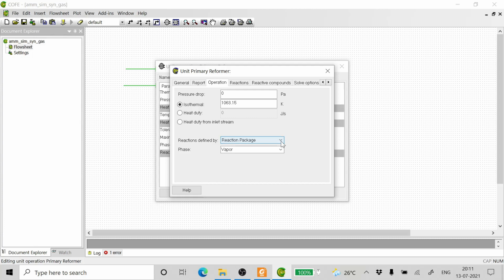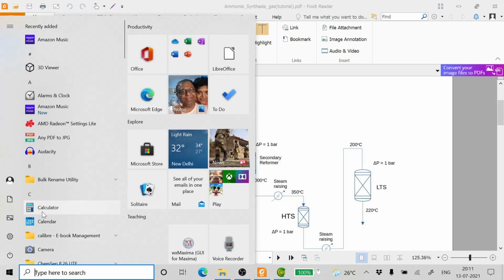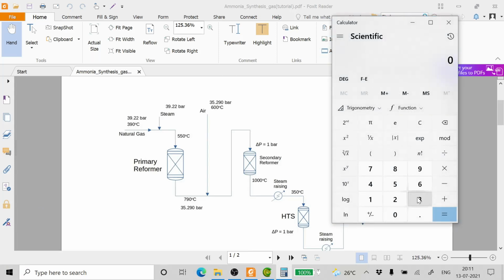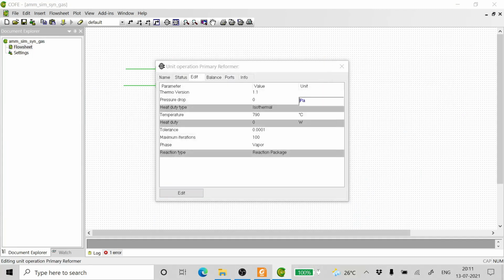getting defined by the reaction package. And now we come to the pressure drop. Now, the pressure drop here is taken as this is 39.22 and this is 35.290. So, let's take a calculator. We have 39.22 minus 35.290 and the pressure drop is 3.93 bar. So, we again close this window, go to this window, select bar and put the pressure drop.